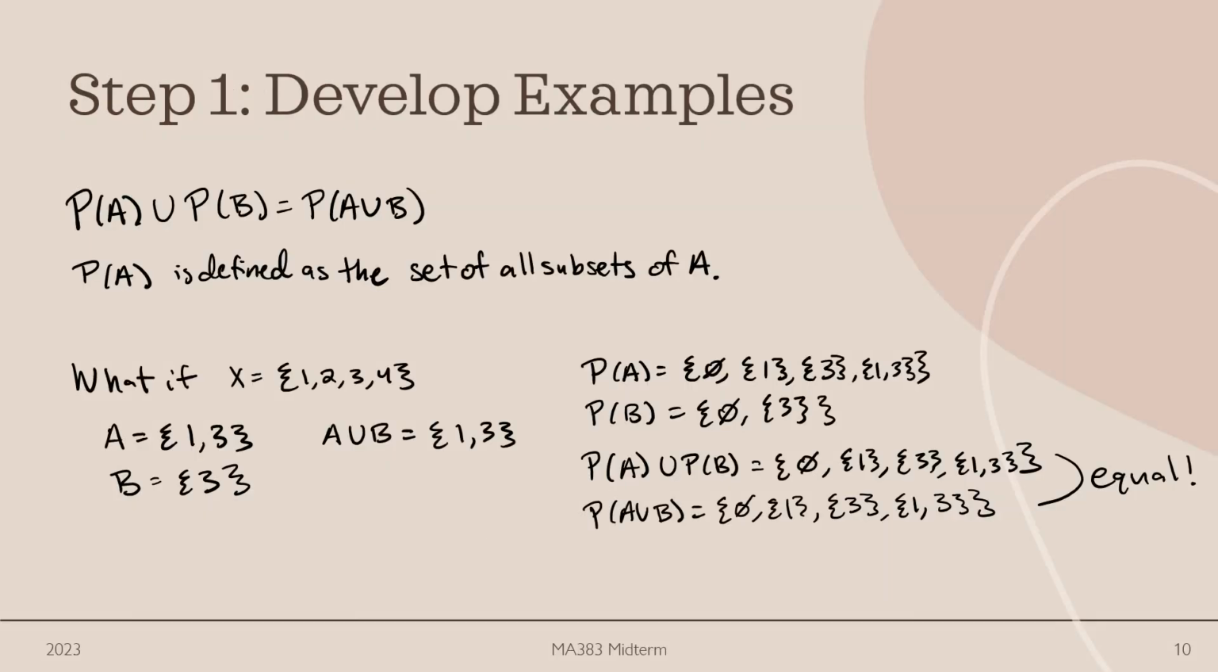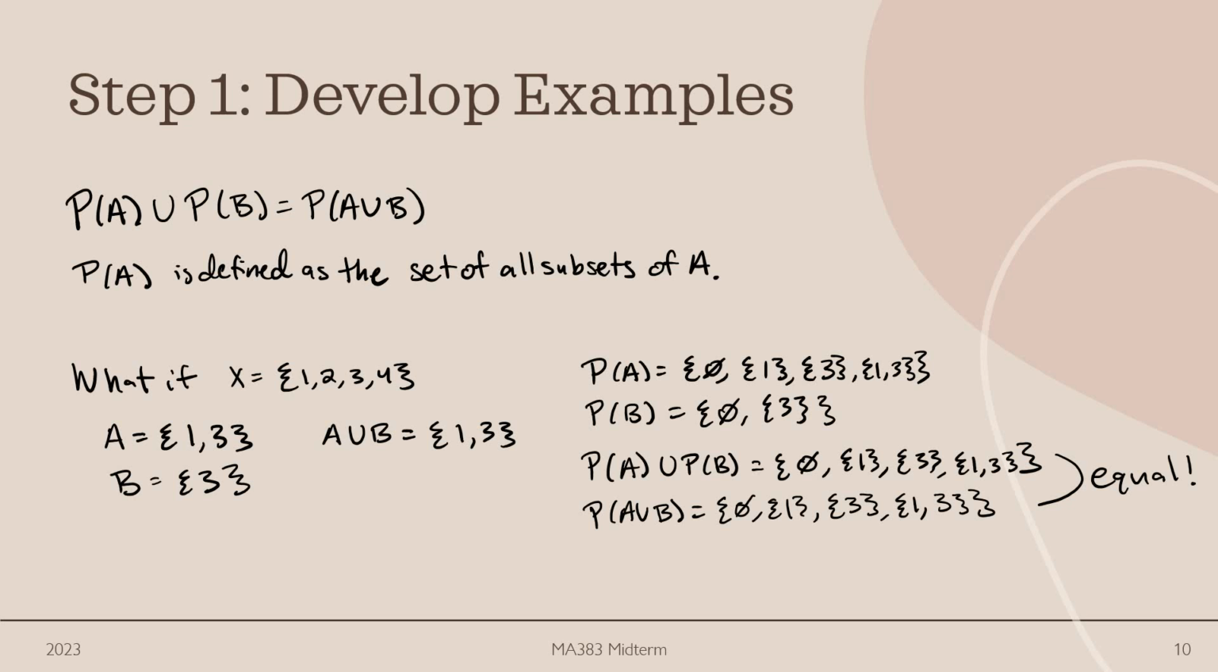Now, as an actual example, the statement I was assigned to try to prove was that the power set of A union the power set of B is equal to the power set of A union B. Now, to be clear, the power set of A is defined as the set of all subsets of A. Alright, so our first step is to develop examples.